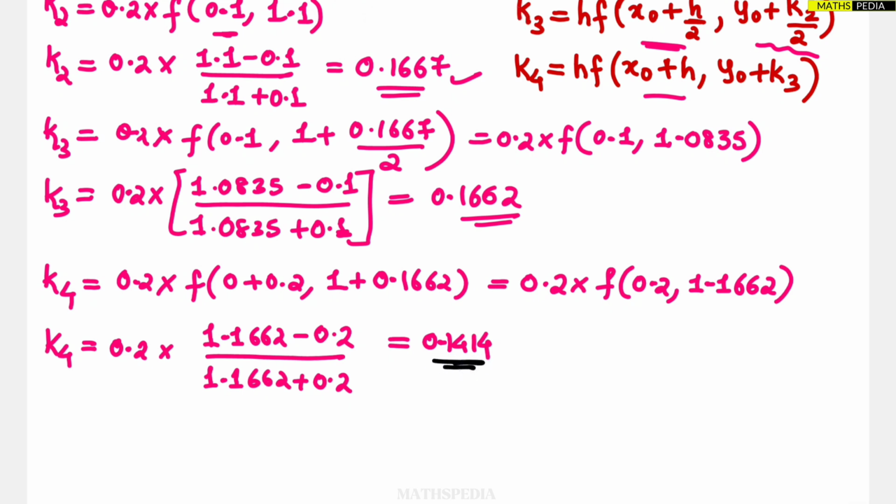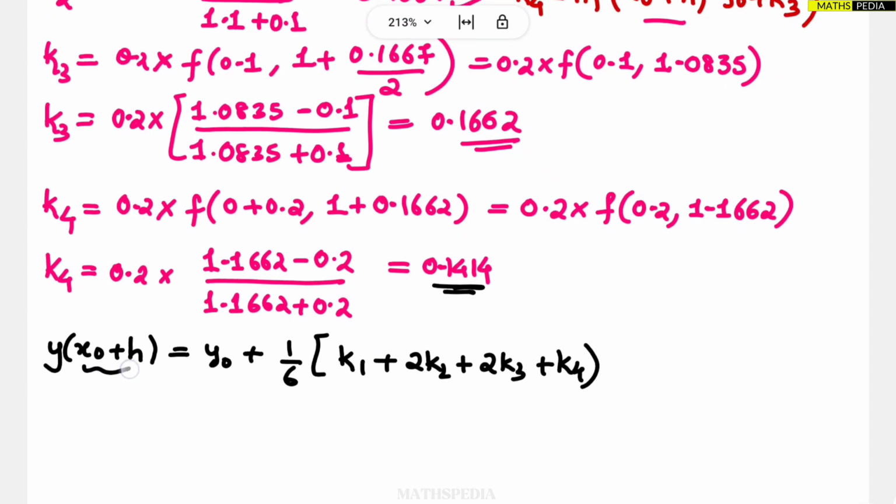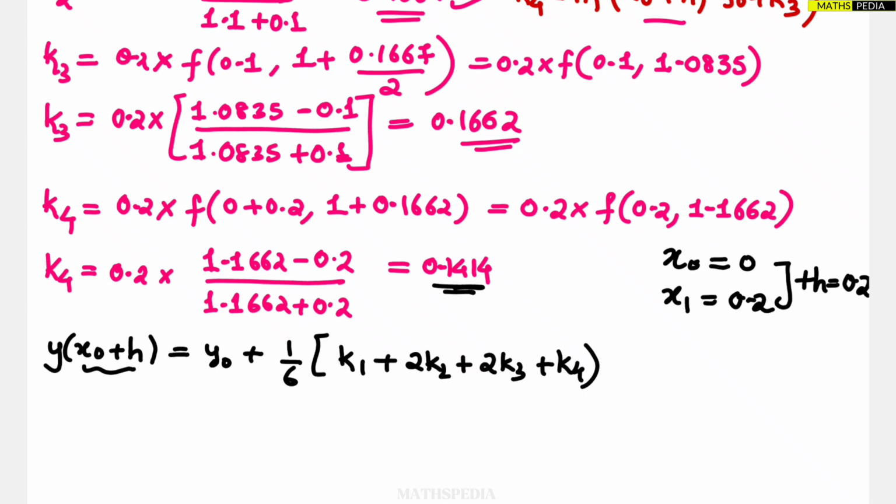Now all the values I have to substitute in the formula. What is the formula? Let us see. Y of x naught plus h is equal to y naught plus 1 by 6 into k1 plus 2k2 plus 2k3 plus k4. Now what is the meaning of x naught plus h? As we have discussed, x naught is the initial value, which is 0, and x1 is the next point we are going to find, that is 0.2. H is the step size, which is equal to 0.2. So x0 plus h basically gives the x1 value, which, as we have seen, is 0.2.